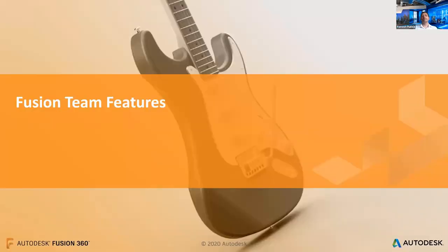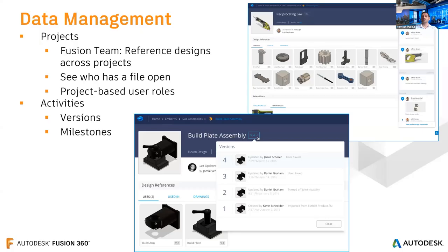Now let's discuss the Fusion Team features. The station is organized in such a way that you have the Fusion Team features, and then I'm going to show you a live demo on how to do it. The first feature is, of course, data management. We are creating different types of projects. We will use different types of reference designs across the project. It is fantastic to see one project has multiple connections.